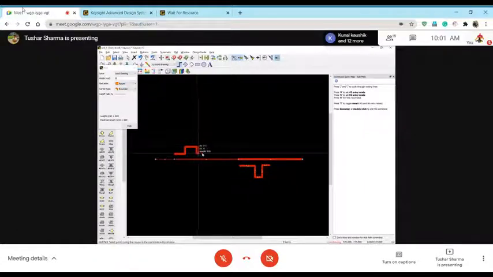I'm not changing the width, but can I just draw a line like this or not?